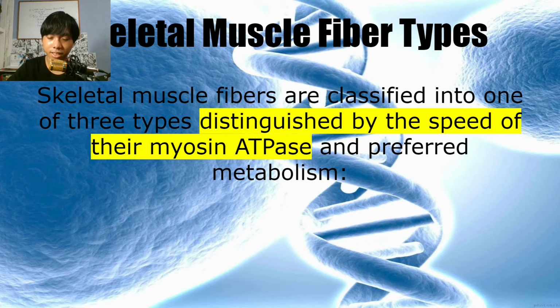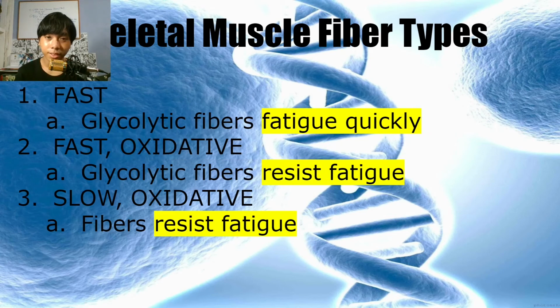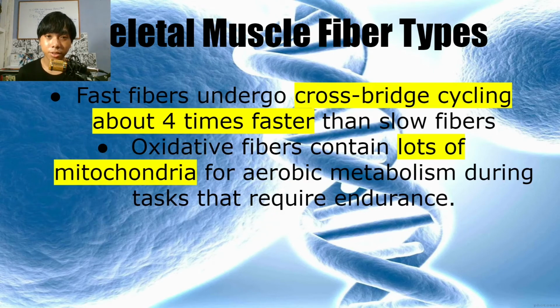Skeletal muscle fiber types. There are three: fast glycolytic fibers fatigue quickly, fast oxidative glycolytic fibers resist fatigue, and slow oxidative fibers resist fatigue. Fast fibers undergo cross-bridge cycling about 4 times faster than slow fibers. Oxidative fibers contain lots of mitochondria for aerobic metabolism during tasks that require endurance.